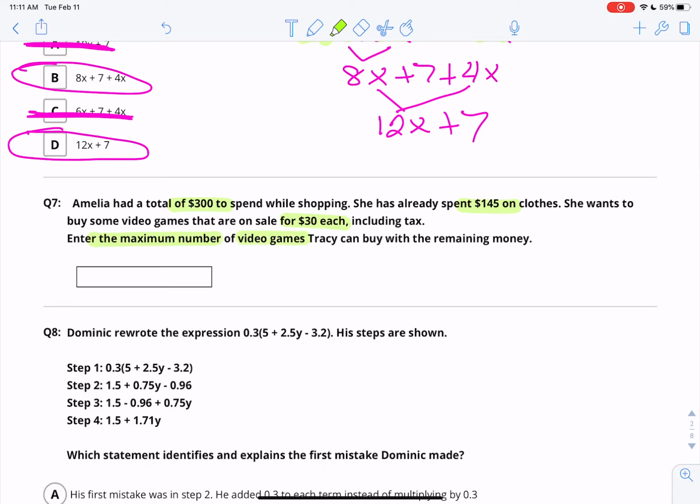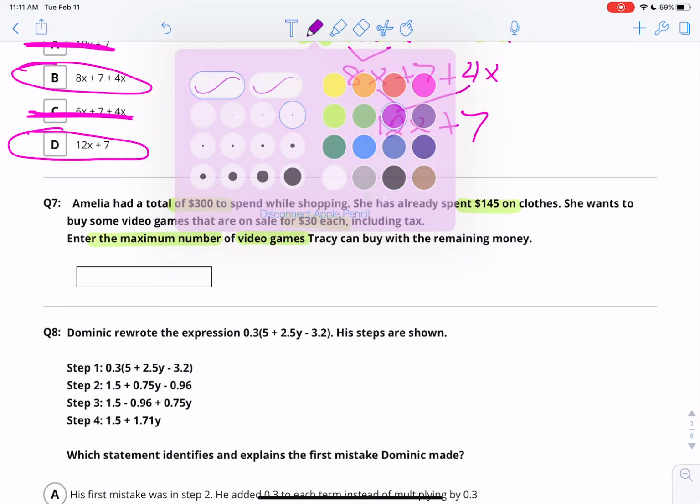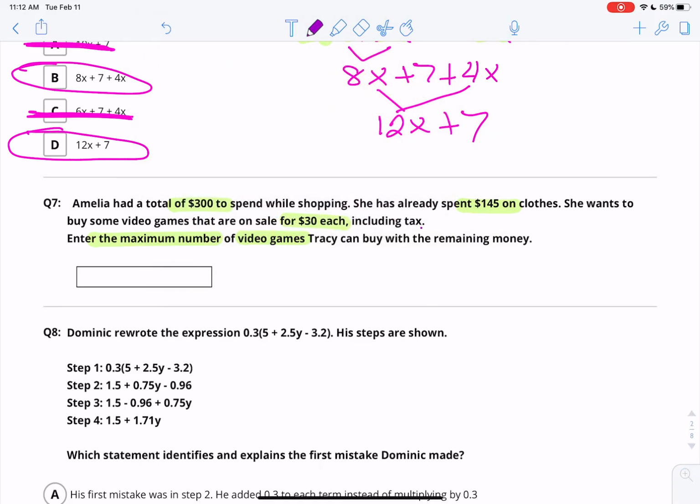So there's a couple of things I want to point out. First, I'm going to change my color. First, anytime it says including tax, I know sometimes this can be confusing for students because then you're wondering, well, I don't know what the tax is. What am I supposed to do with the tax? If it says including tax, that means you don't have to worry about it. You can just cross it out. It's not a thing you have to worry about or deal with. It means the tax is already in the price, so you don't have to worry about it.